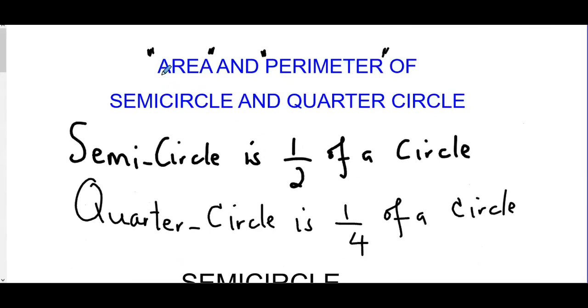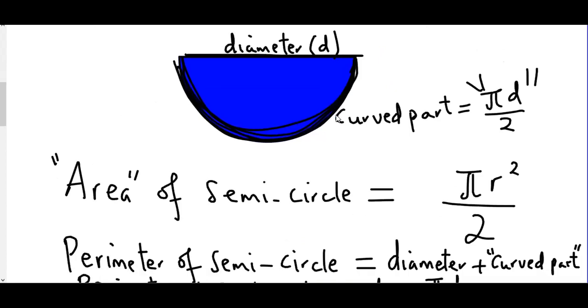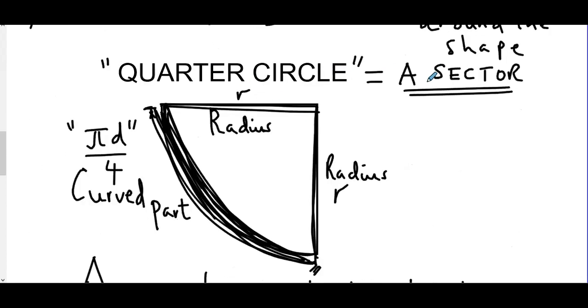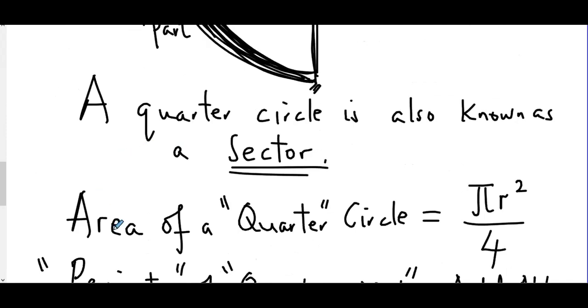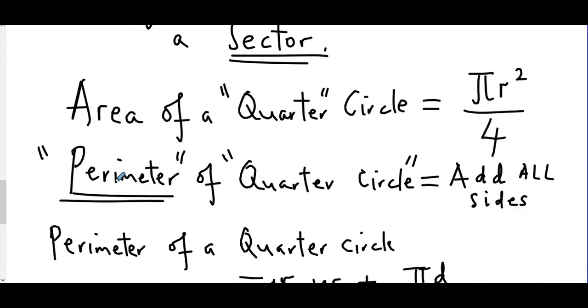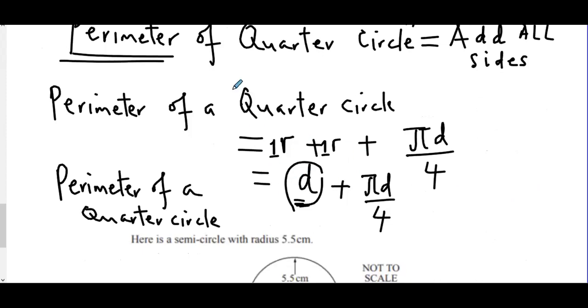So today's subtopic is area and perimeter of a semicircle and quarter circle, and this is where we started. You can pause the video, especially on quarter circle. Take the notes on quarter circle. I have explained to you the area of a quarter circle, this is the formula, and also the perimeter of a quarter circle, which is adding all the sides. This was the formula.